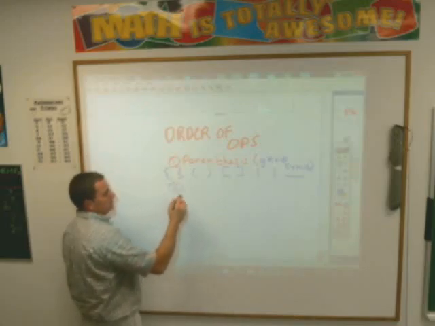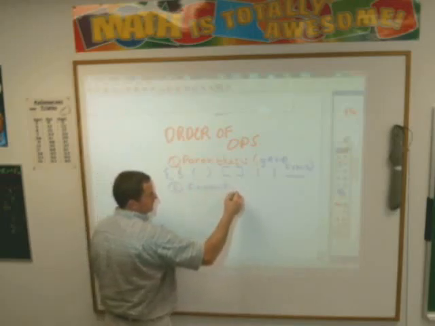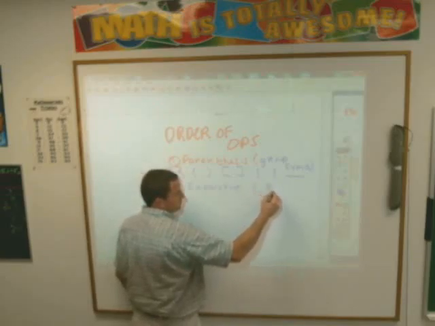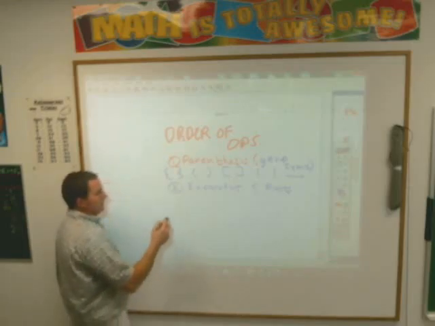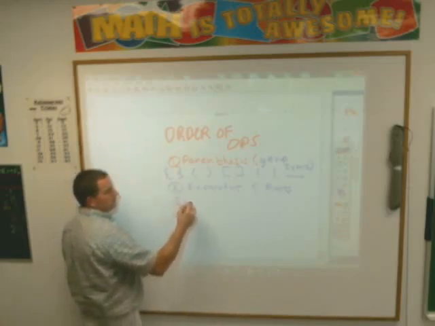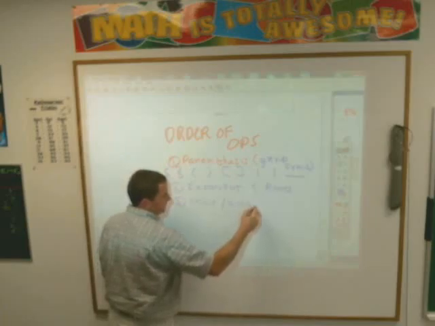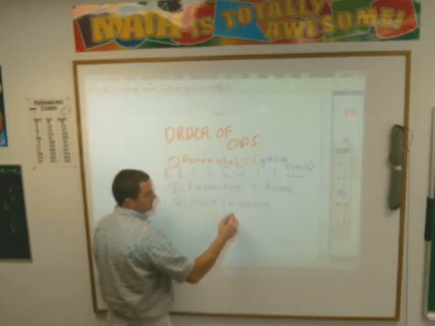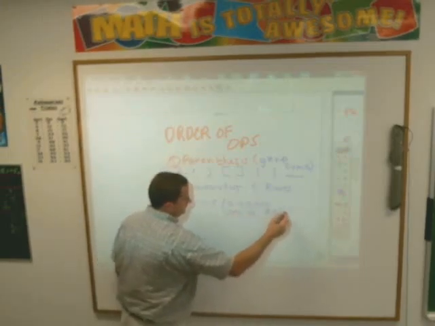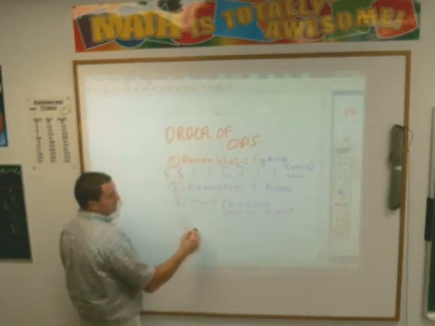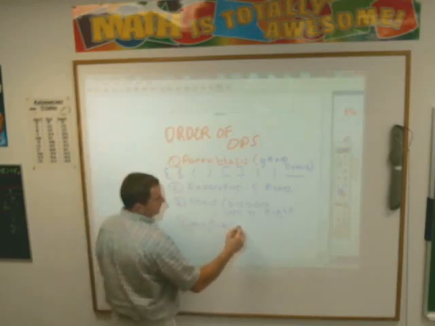Step number 2 then is you do exponents and roots. Okay, you know what exponents and roots are, so I'm going to put that. Step 3 is you do multiplication/division from left to right. And step 4, you do addition, subtraction from left to right.